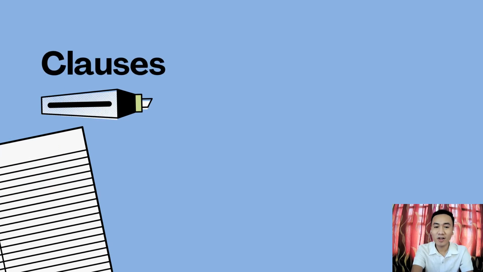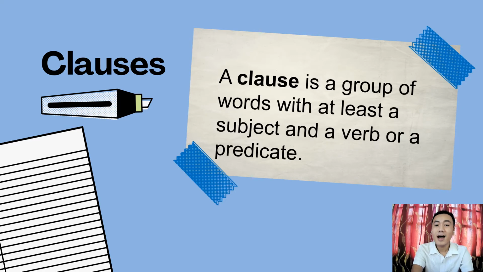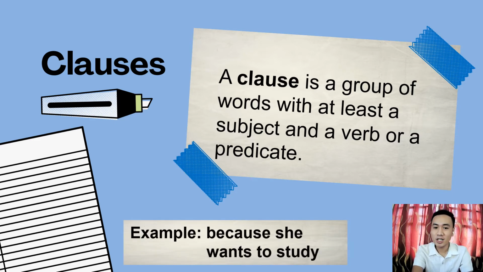Next, we have clauses. A clause is a group of words with at least a subject and a verb or a predicate. For example, because she wants to study. Does the example have a subject? Yes. Does it have a predicate? Yes.